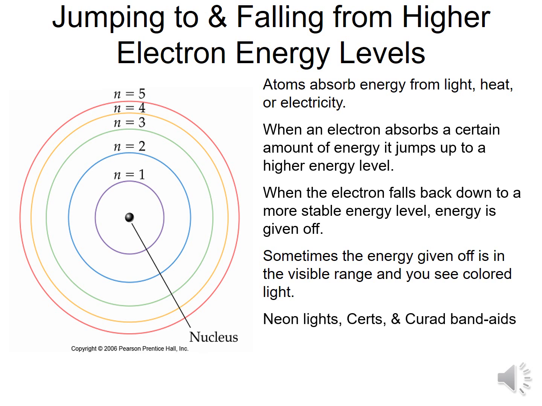So this is seen in such things as neon lights, which are energized by electricity and then give off visible light. If you bite down on a Certs breath mint, sometimes you can see a little spark of light. Also, certain kinds of band-aids might give off light when you rip them off. So these would all be examples of electrons falling down energy levels and giving off light.